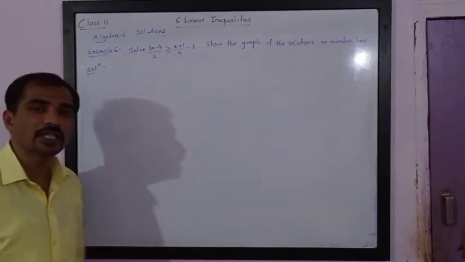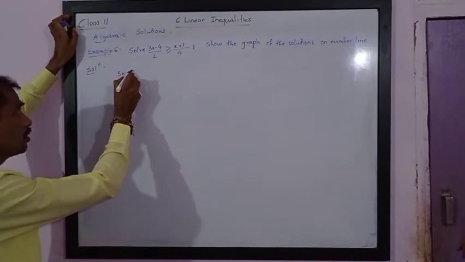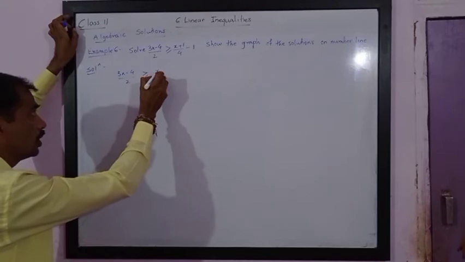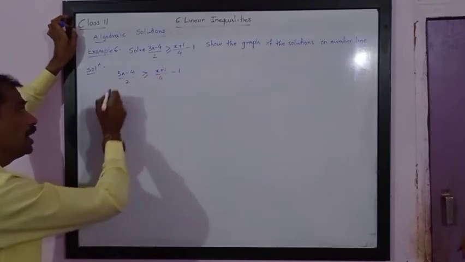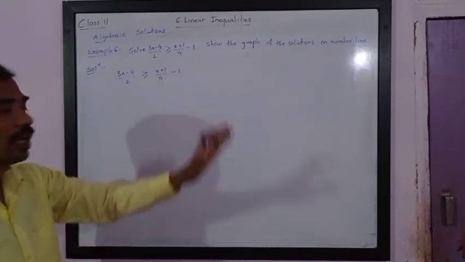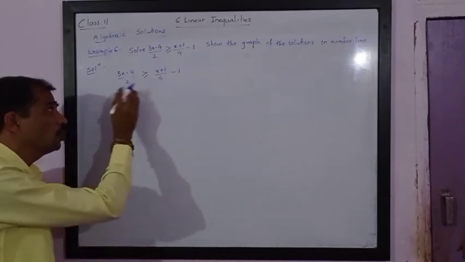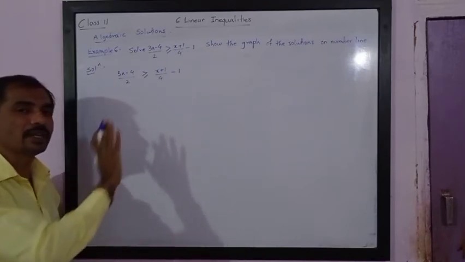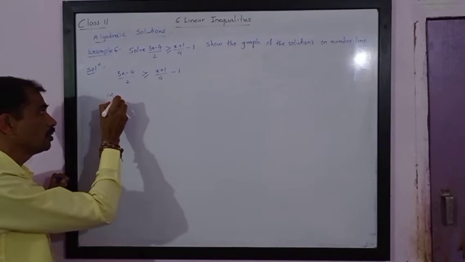So let us try to solve this question. It is already solved in the text; you try to understand. Here the question is (3x minus 4) upon 2 is greater than or equal to (x plus 1) upon 4 minus 1. To eliminate all the denominators, we will first remove the denominators so it becomes easy to solve. In order to eliminate the denominators, we have to multiply by 4. Since 4 is a positive integer, the inequality sign remains as it is. So we can multiply both sides by 4.